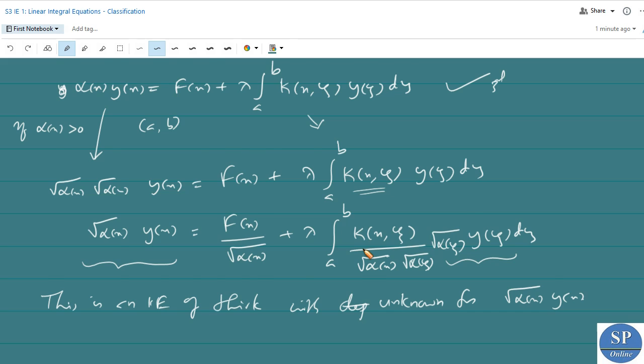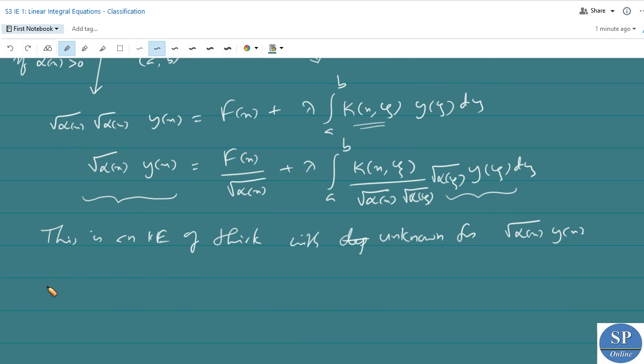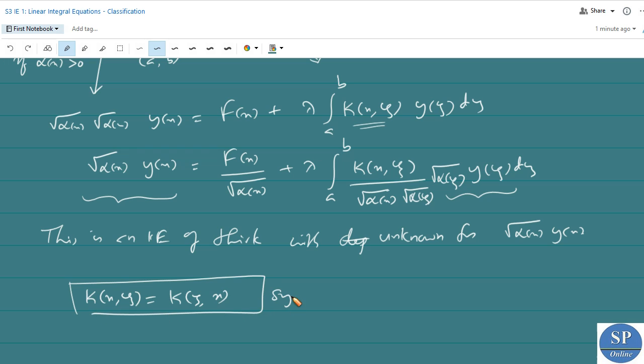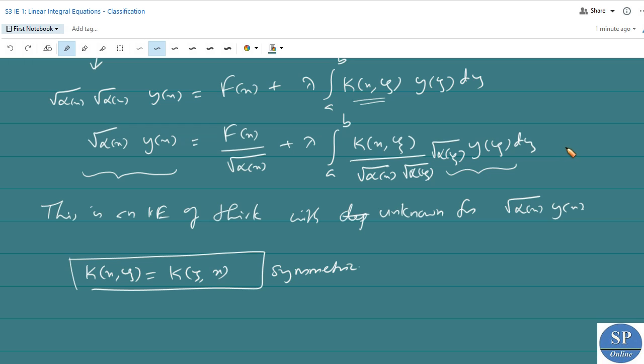Now the kernel is said to be symmetric if k of x zeta is equal to k of zeta x. The kernel is said to be symmetric if k of x zeta equals k of zeta x, that is, if k is symmetric in the variables x and zeta. It frequently happens that this kernel is symmetric. In this converted integral equation also, the newly obtained kernel is symmetric.